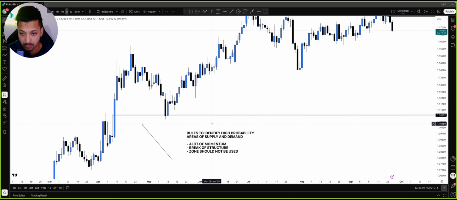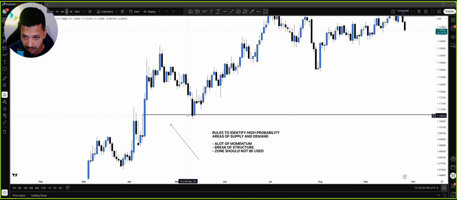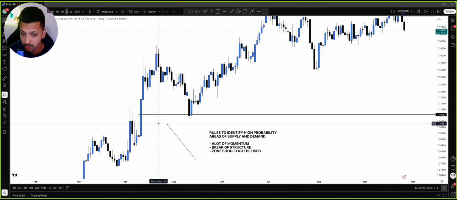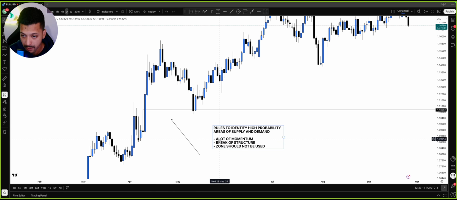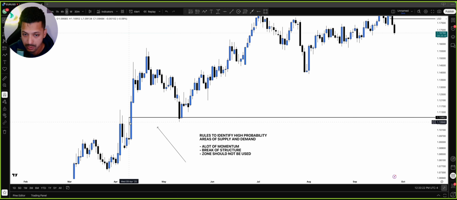Now to show you guys what is not a valid area of demand would be this same area right here. Now that price has pulled back into it and left from it, we will not use this area anymore. Both of these rules are met. It left with momentum, there's a break of structure to the left, but the last rule is not met. This zone has already been used, already been touched. So that is why now this zone is invalid.